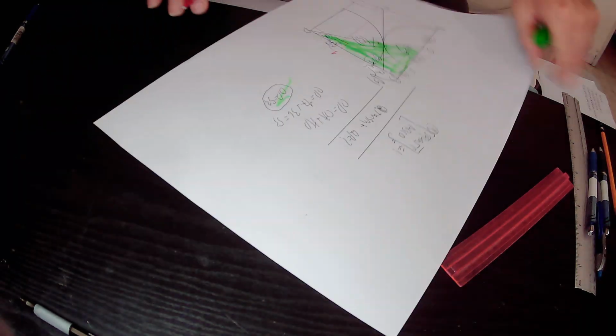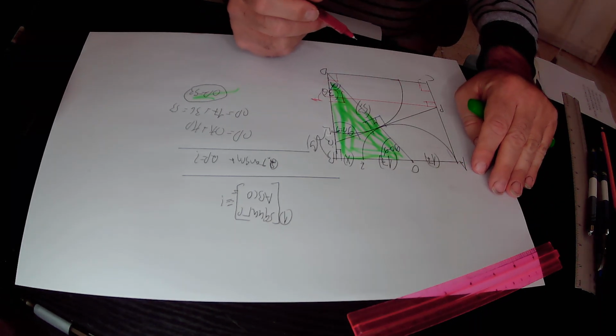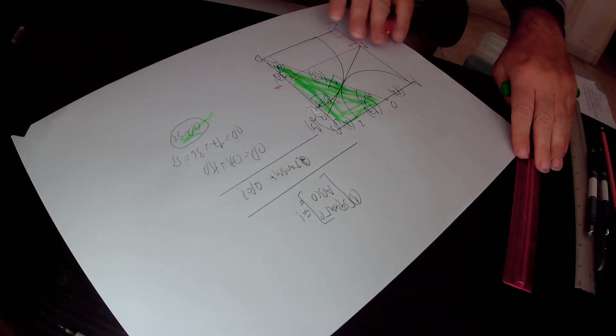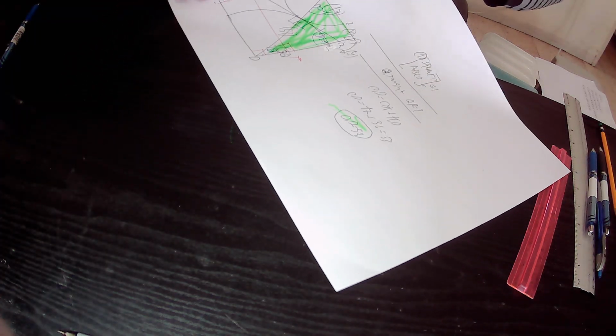So quadrilateral PTDK is a rectangle because it has 4 right angles.